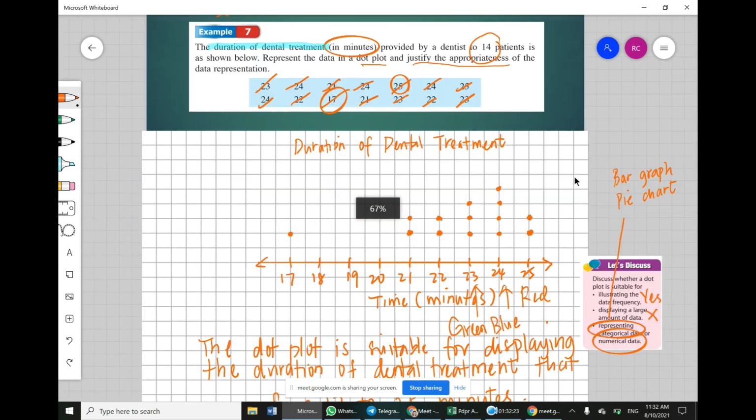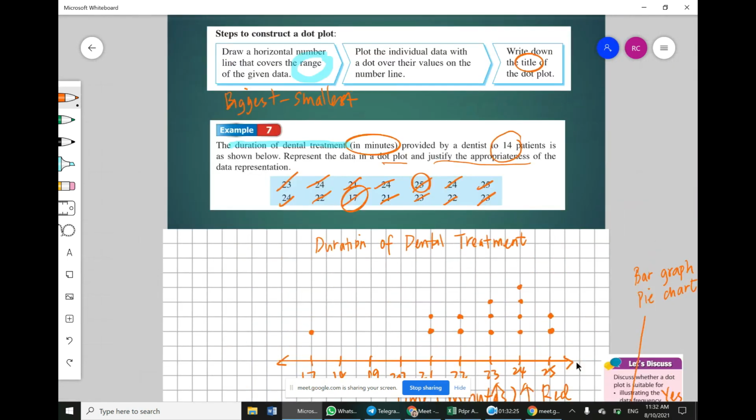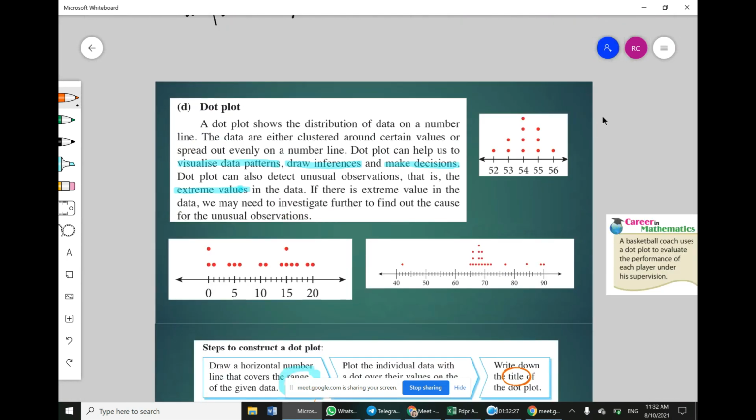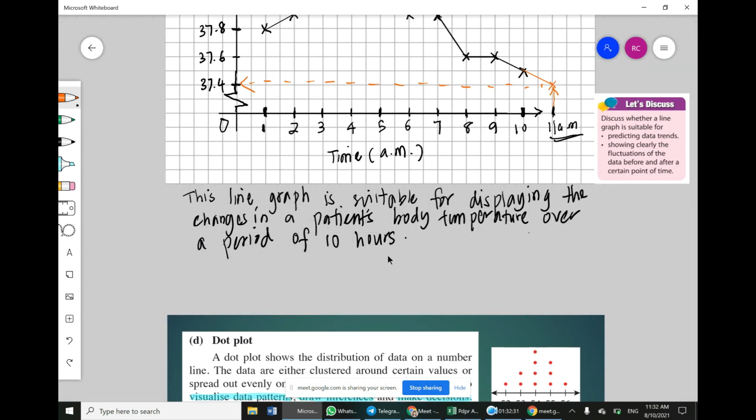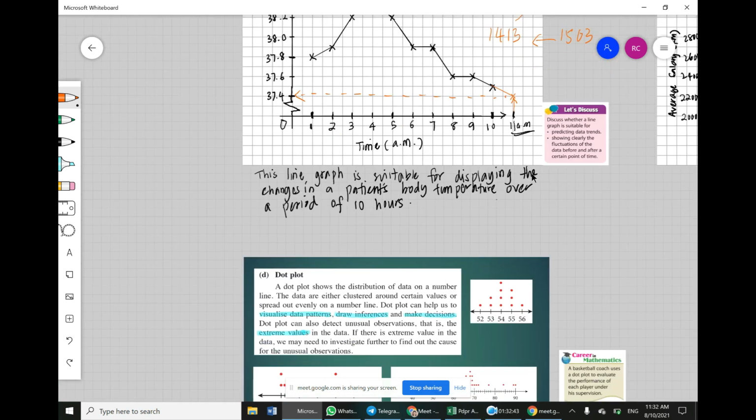If it is the line graph like just now, the earlier one, we don't use the word range, right? Because it doesn't involve the duration. Duration, it is a range. So this one is patient's body temperature over a period of 10 hours. Over a period, the total time of 10 hours. Now, are you clear, class?